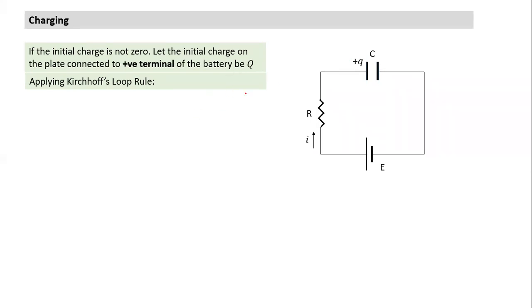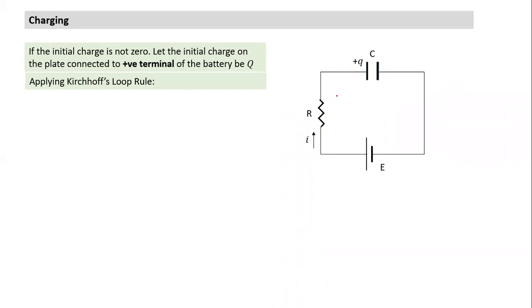Again, if the initial charge is Q, some charge transfer will take place until we reach a steady state. And what is the steady state? In a steady state, in this RC and battery circuit, the potential difference across the capacitor will be the same as the EMF of the battery, and the plate connected to the positive terminal will have positive charge, and the plate connected to the negative terminal will have negative charge. But in between, it will pass through intermediate states. Charge flow will take place.